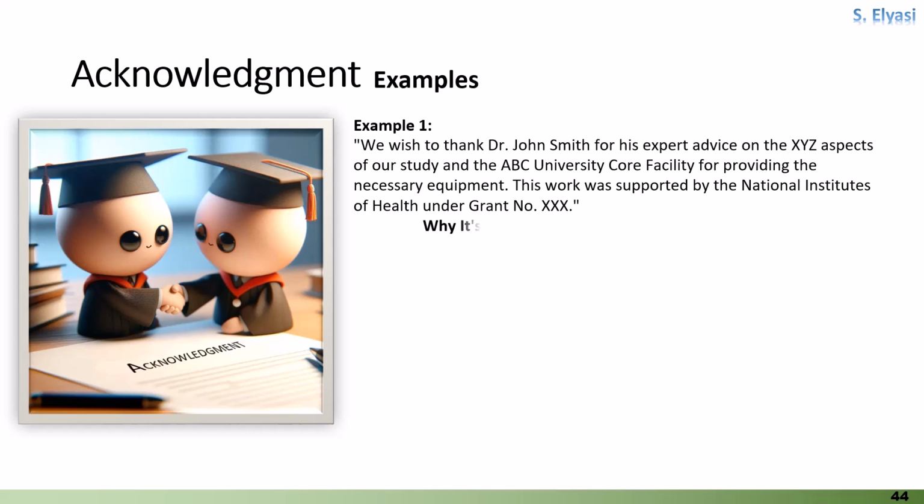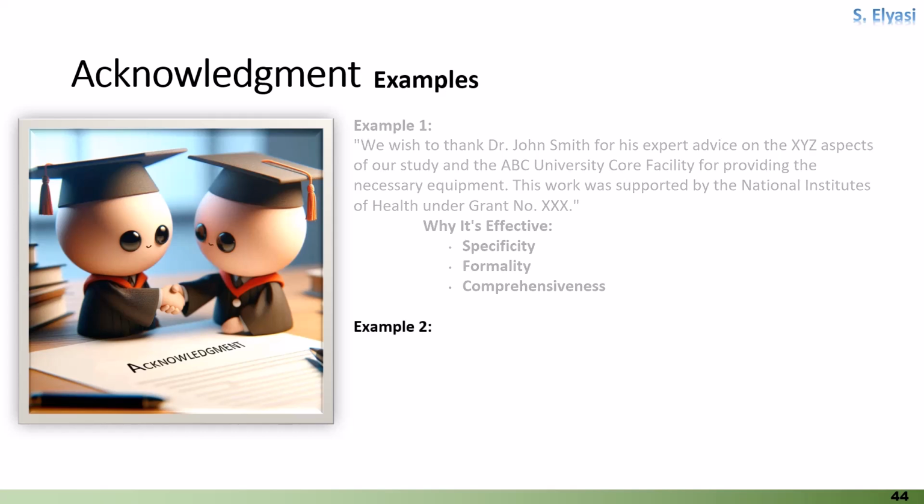Why it's effective. Specificity. This acknowledgement specifies the type of support received from both a person and an institution, which enhances transparency. Formality. The language is formal and appreciative, suitable for a professional document. Comprehensiveness. It covers different types of support, intellectual and material, while also acknowledging financial backing.